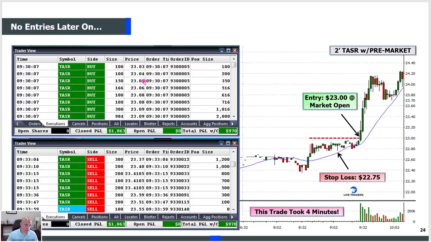And I got a crappy fill. Notice I got filled some at 03, 04, 05, 06, etc. Beautiful play though. $23, guys, in a matter of what? 12 minutes, it popped $1.20. Okay? Impressive. Impressive.